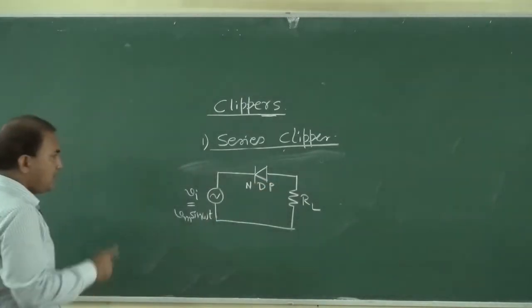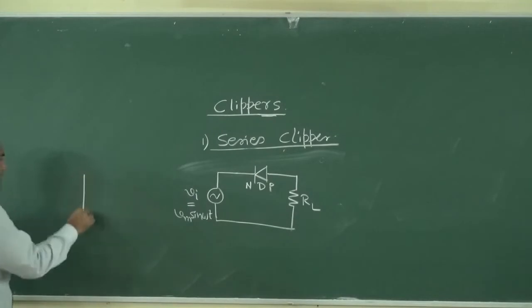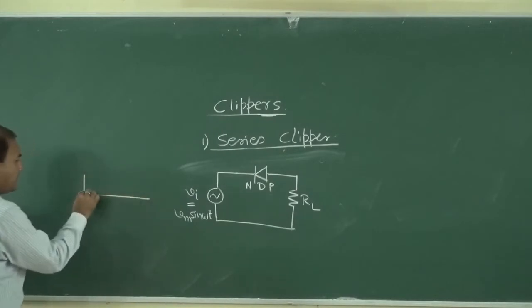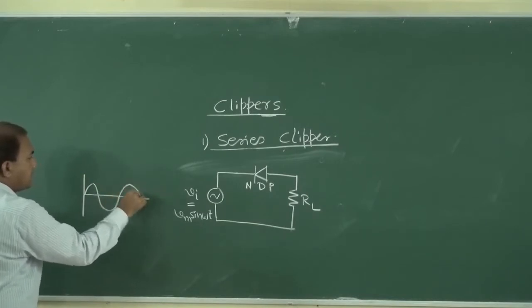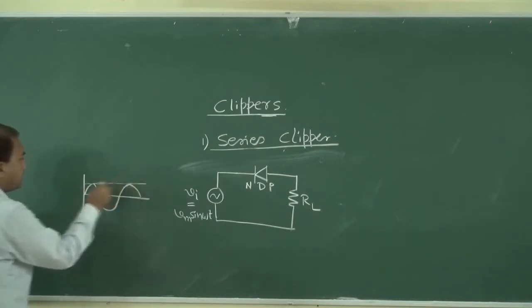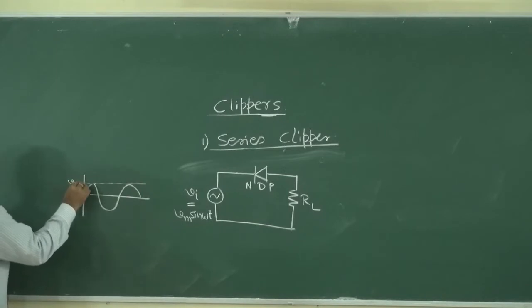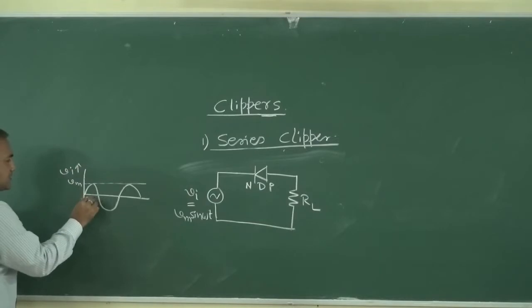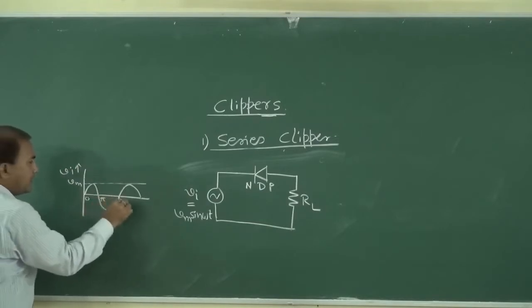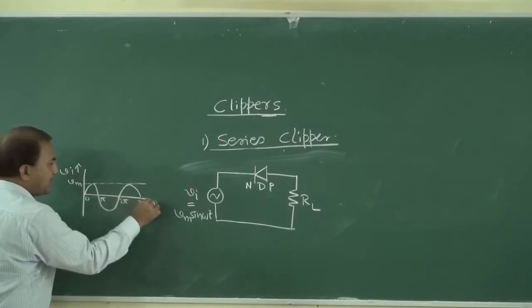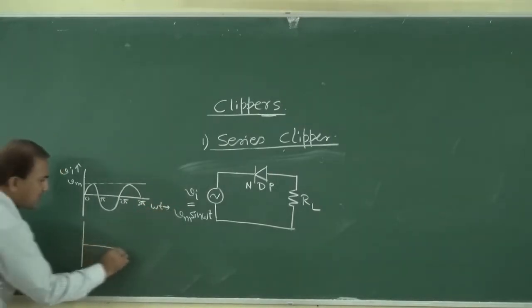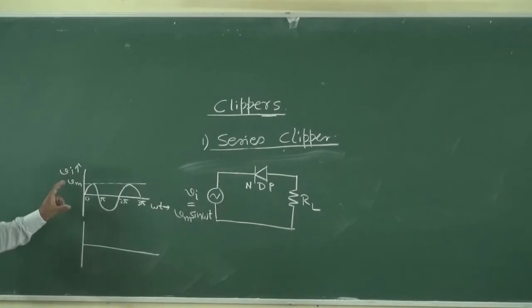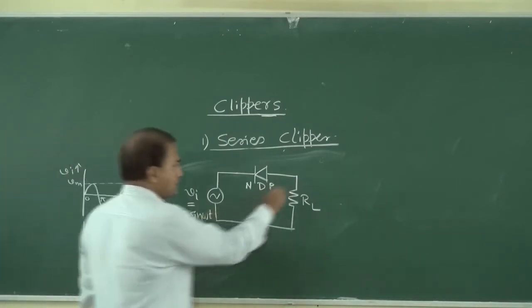Now we will see the input and output waveform. This is Vm and this is Vi, with 0, pi, 2 pi, 3 pi, and this is omega t. Then for this type of input waveform, what will be the output across RL?